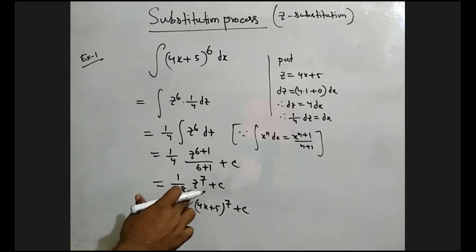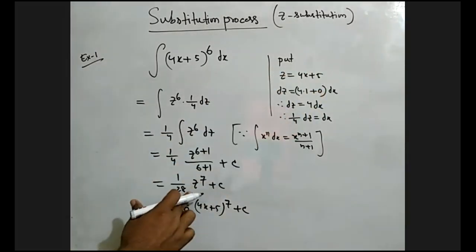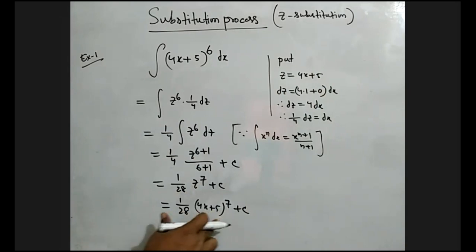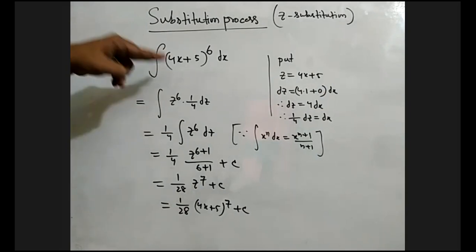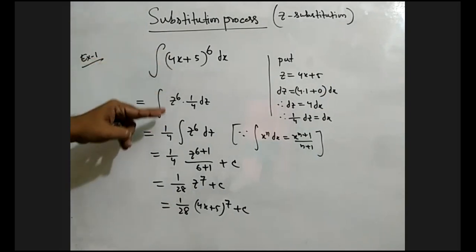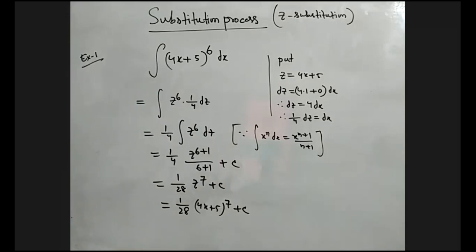So 1 by 28, but what was the value of z? 4x plus 5. Remember this, we have to substitute again, because z is used only for substitution. Remember it. So we have to put the values of z at the end. So this is the result.